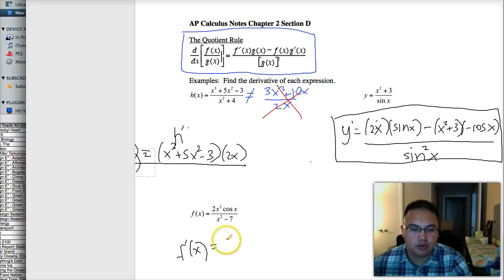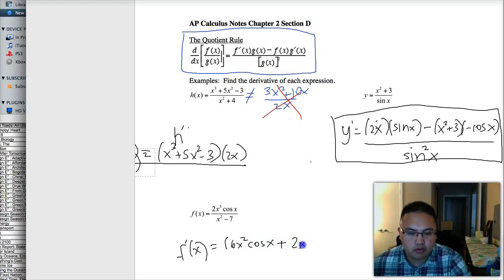I have to do product rule. 6x squared, leave the second one alone, cosine x, plus, remember this is product rule, leave the first one alone, and derivative of the second one, which is sine x. So within quotient rule, all I did was take the derivative of the first one. Then I leave the second one, or my denominator, alone. Okay? So this right here is the derivative of the first one, and this is the second one left alone.